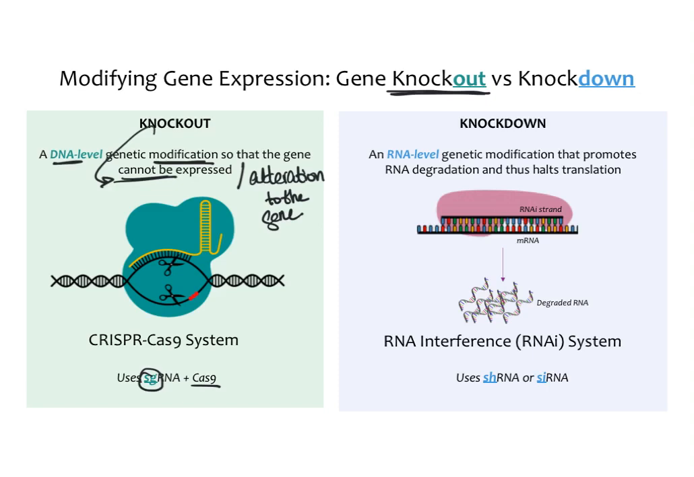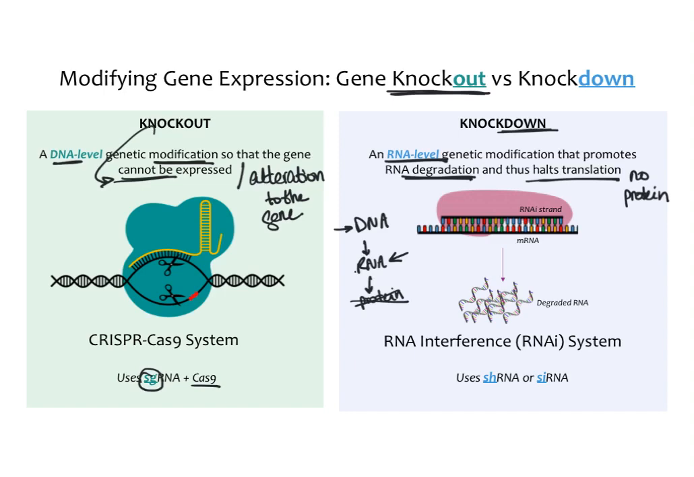Alternatively, we can do what's called a knockdown. This is a little bit different because it acts at the RNA level. We talked before about how DNA is transcribed to RNA, which is translated to protein. Our ultimate goal with both of these is to nix the protein, because we don't want whatever that gene is to actually be expressed and able to do something. So we can intervene at the DNA level, that's a knockout, or at the RNA level, that's a knockdown. Here we're making a modification at the RNA level that promotes degradation of the RNA, and therefore halts translation, so we get no protein.